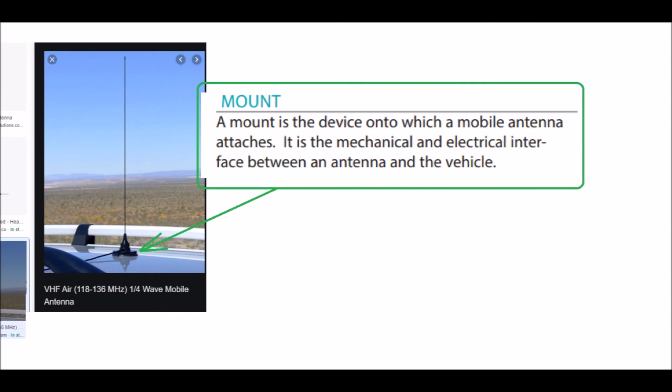Mount: a mount is the device onto which a mobile antenna attaches. It is the mechanical and electrical interface between an antenna and the vehicle. That's a little bit too intense of a definition.